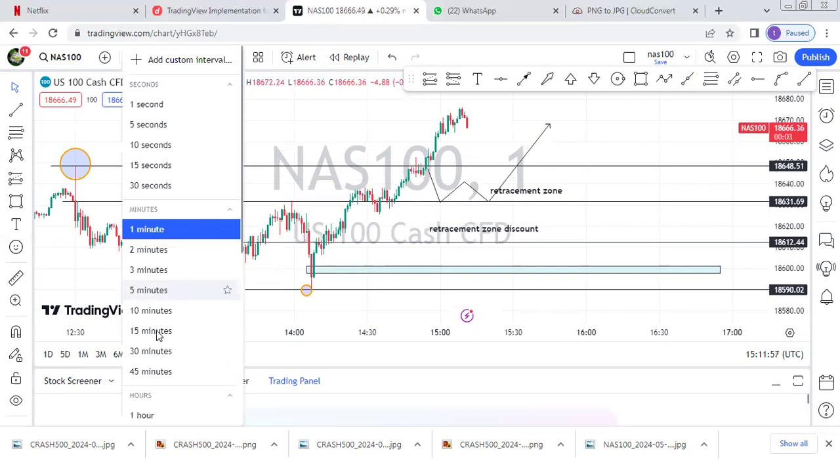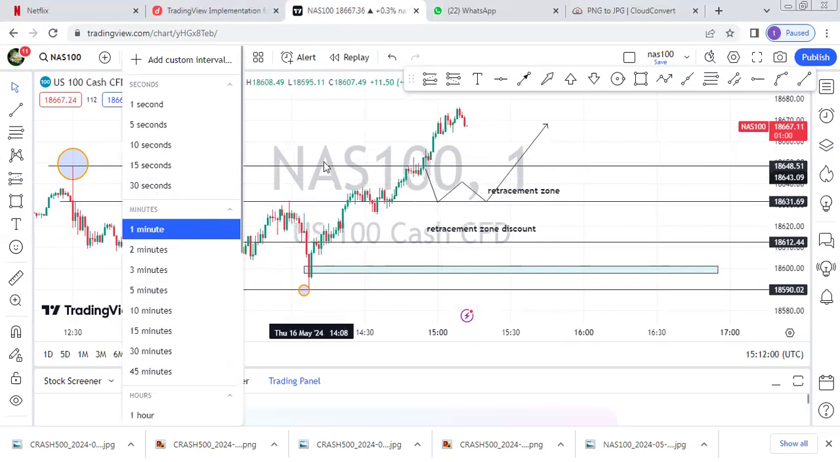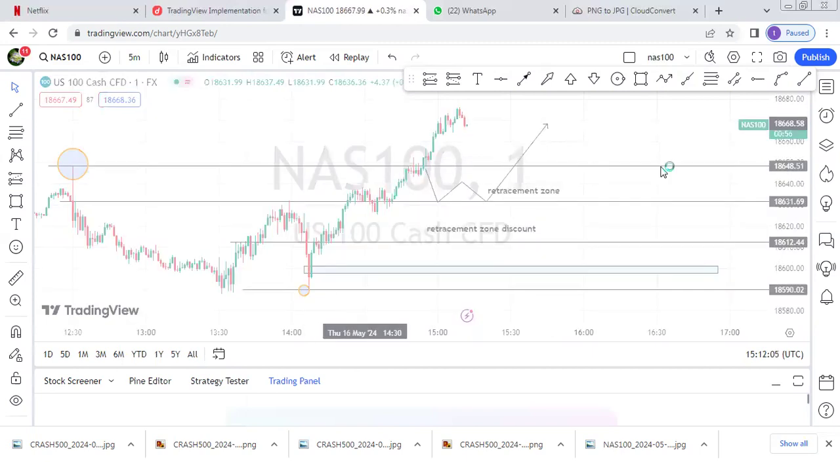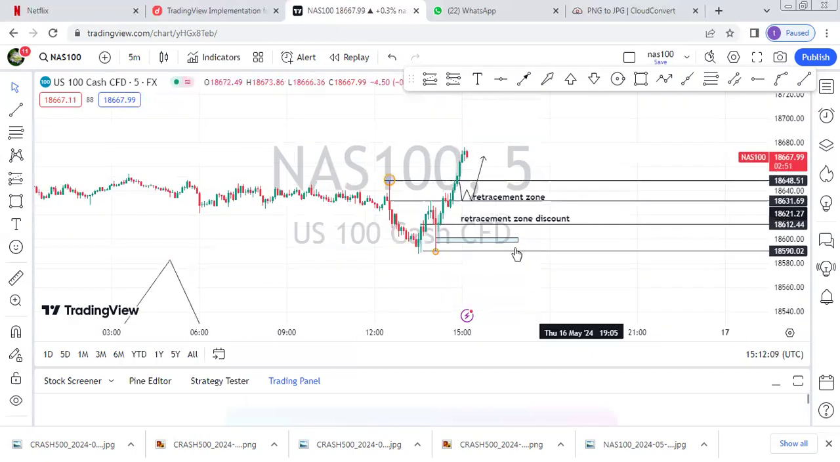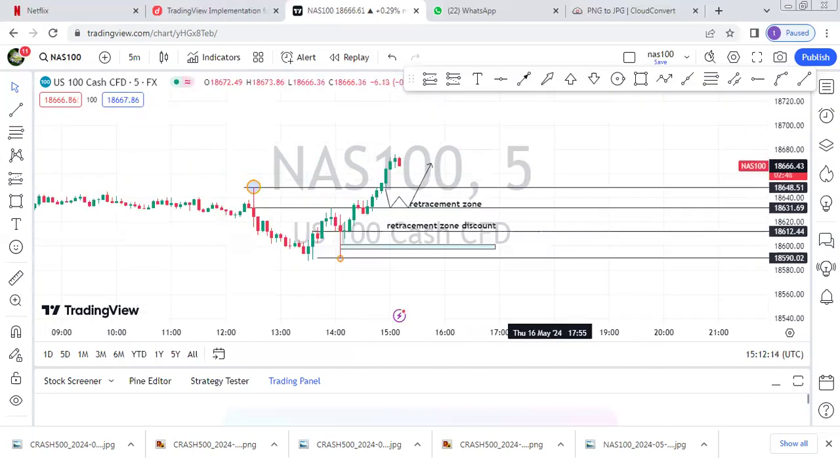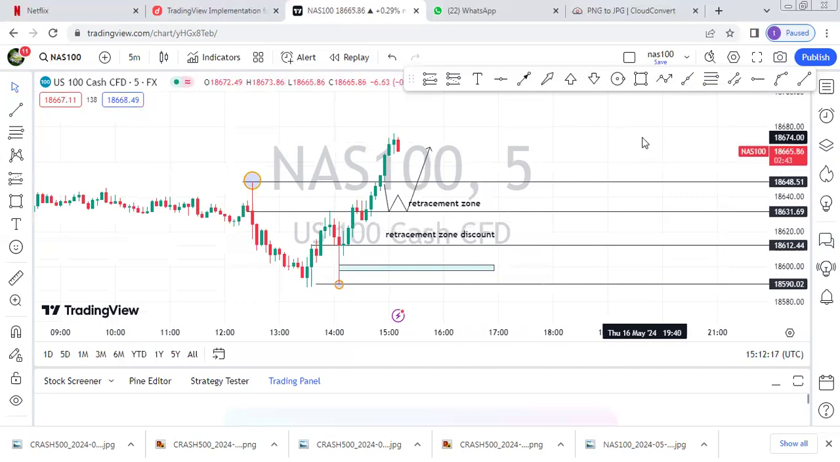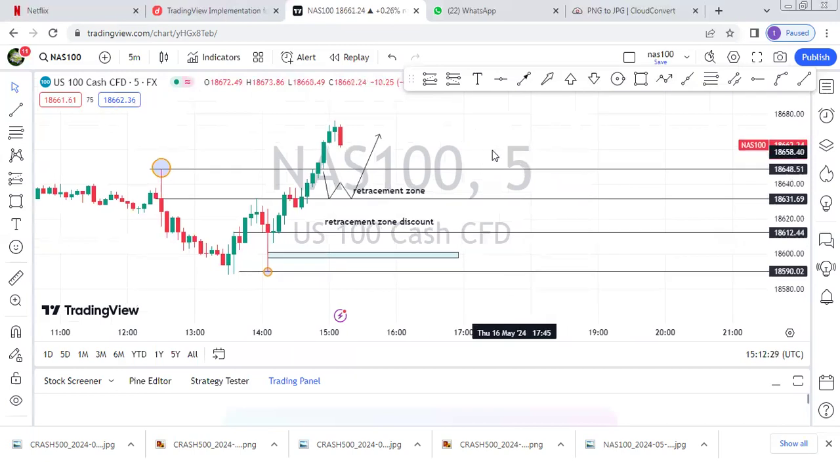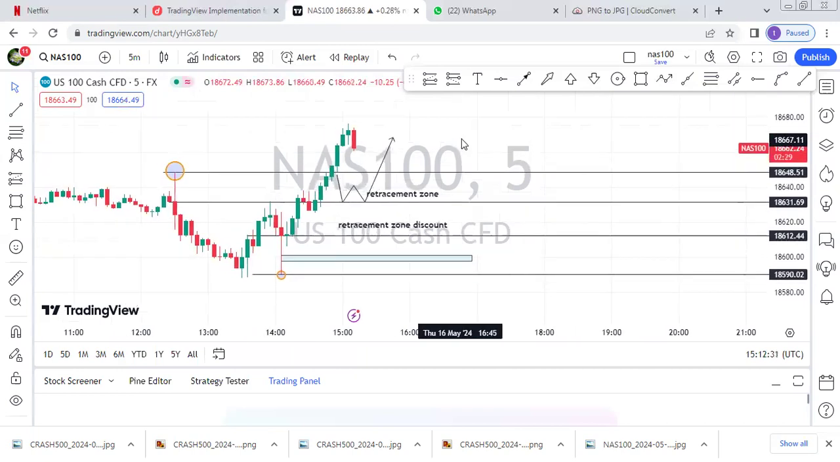So let's go into the 5 minutes so we can see something here. Expecting Nasdaq to retrace back to the area. All right. Let's just continue watching it, guys. We have identified this point of interest as our retracements. So we're just going to have to look at it, see what's going to happen there. Continue watching.